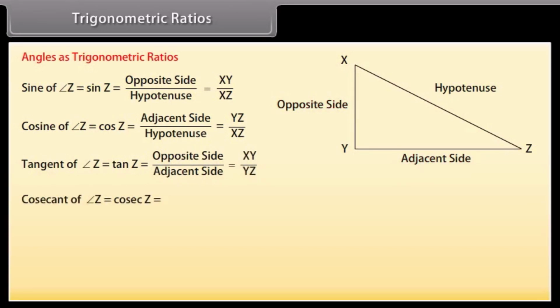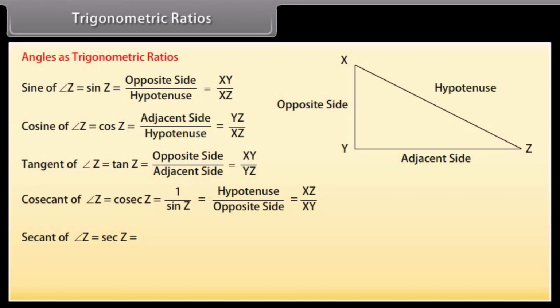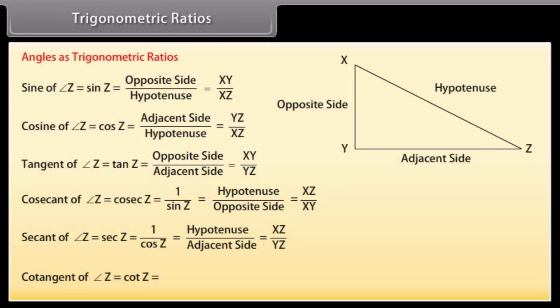Cosecant of angle Z is equal to cosec Z equals 1 upon sin Z equals hypotenuse upon opposite side. Secant of angle Z is equal to sec Z equals 1 upon cos Z equals hypotenuse upon adjacent side. Cotangent of angle Z is equal to cot Z equals 1 upon tan Z equals adjacent side upon opposite side.